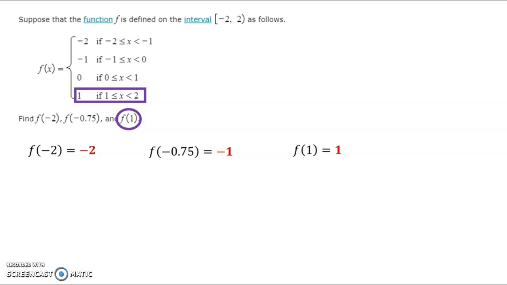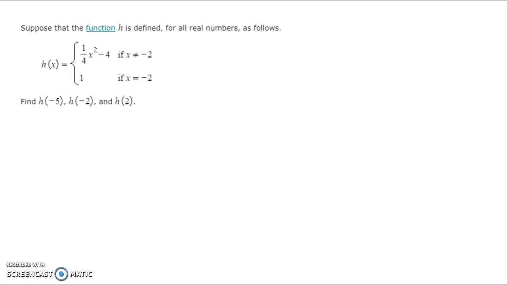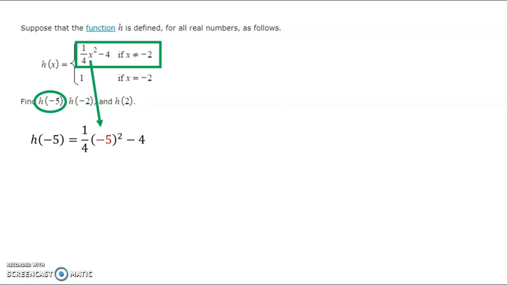Last example. Here's our 2 definitions and our domains, and then our function values. So looking for h of -5, first we have to figure out which of those domains works for -5. Well, we only have 2 domains: when x doesn't equal -2, or when x does equal -2. So here x does not equal -2. So I will take that definition and replace the x with the -5 and then solve.